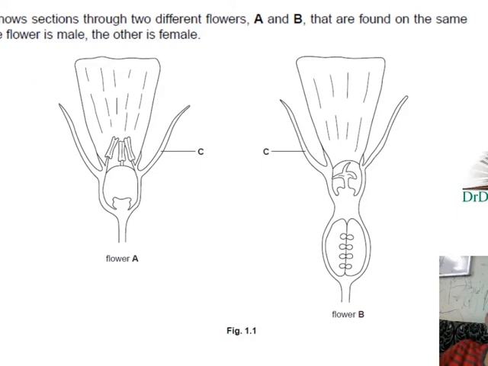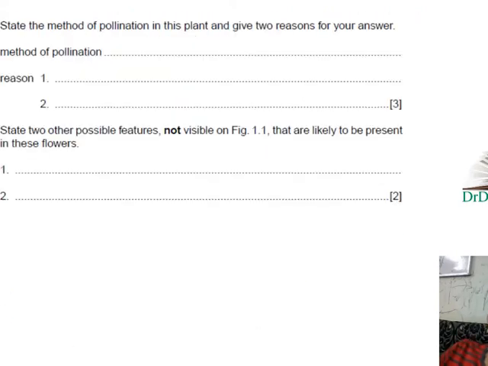In this question you see that figure 1.1 shows sections through two different flowers A and B that are found on the same plant. One flower is the male and the other flower is female. You can see that this is the anther, so this is the male flower, and this is the stigma and ovary, so this is the female flower. Then what is the question? The question is, state the method of pollination in this plant and give two reasons for your answer.